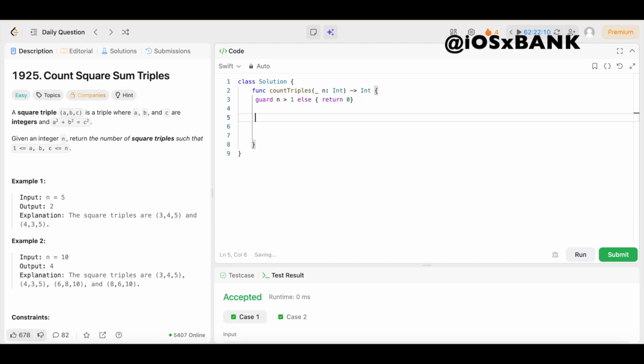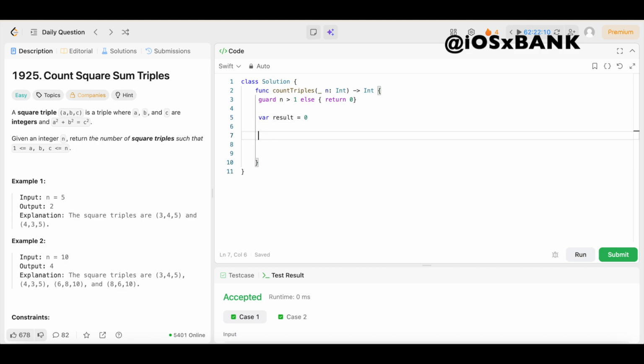Then we need a place to store the total number of valid triples found. So we could say var result and set that equal to 0. Boom. Now we need a loop I from 1 to n minus 1, and i is always less than j to avoid counting duplicates in this loop.